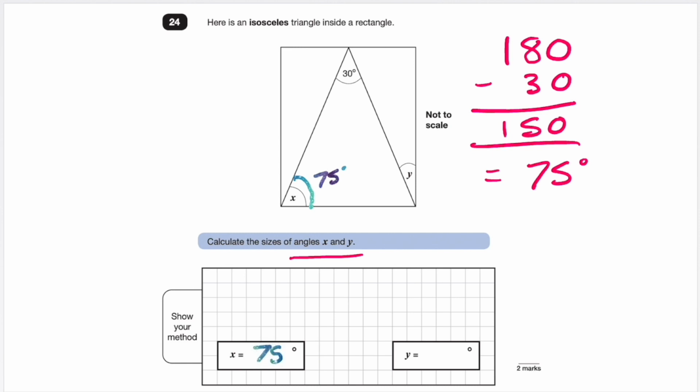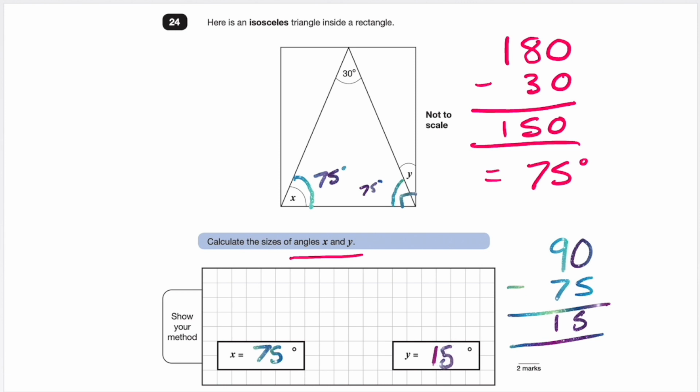So then what does my Y equal? Well, we have already established this angle here is 75 degrees. We know that this is a rectangle, so this must be a right angle. Right angles measure 90 degrees. Subtract my 75 away and it leaves me with 15 degrees. So Y equals 15 degrees. Pretty easy considering how hard it looks.